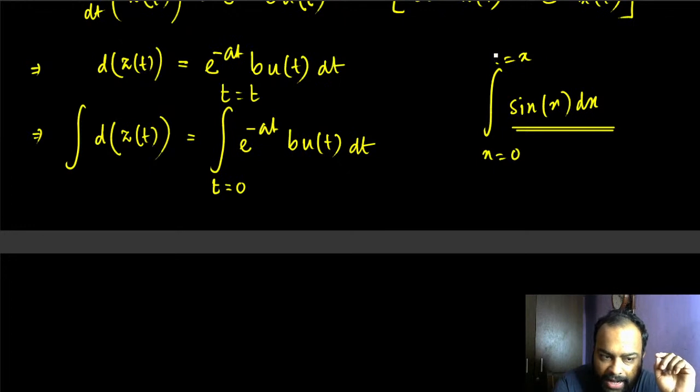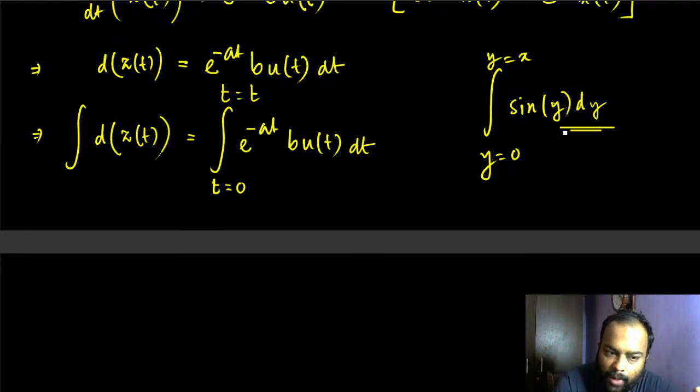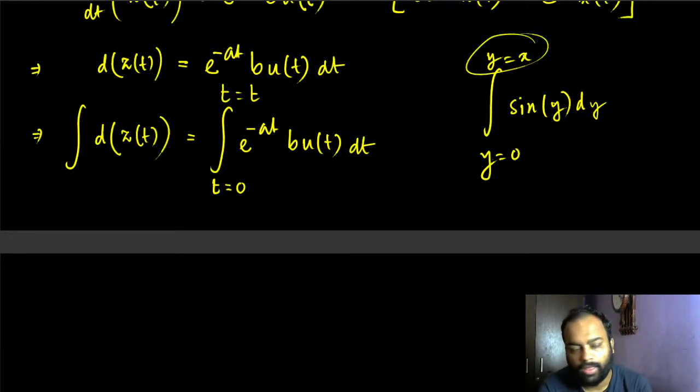Instead of calling this x, we should put a dummy variable. Maybe we should just call it y. That way, the ultimate answer will be the same, but we are now removing the ambiguity of writing x equal to x, which is a very bad thing to do. This will still give me the same answer, but it will be cleaner mathematically speaking. So that is exactly what we do here.